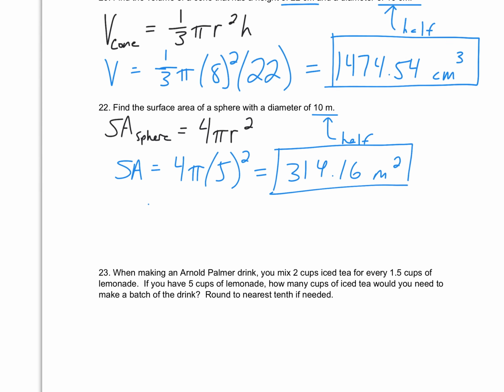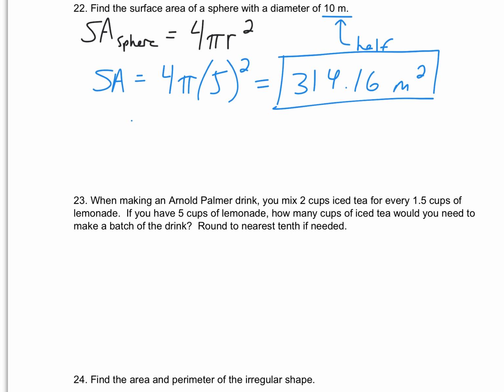Okay, looking at number 23, it says when making an Arnold Palmer drink, you mix 2 cups of iced tea for every 1.5 cups of lemonade. If you have 5 cups of lemonade, how many cups of iced tea would you need to make a batch of the drink? So then it says round to the nearest tenth if you need. Well, let's go ahead and highlight some information. This definitely seems like a proportions question, something where we need to set up a fraction set equal to another fraction.